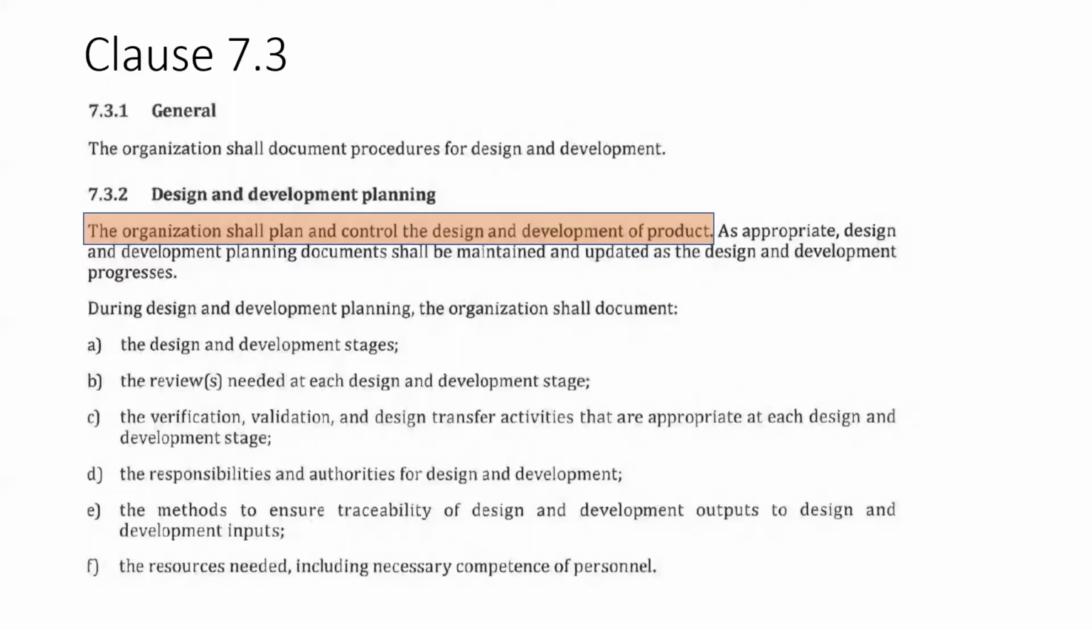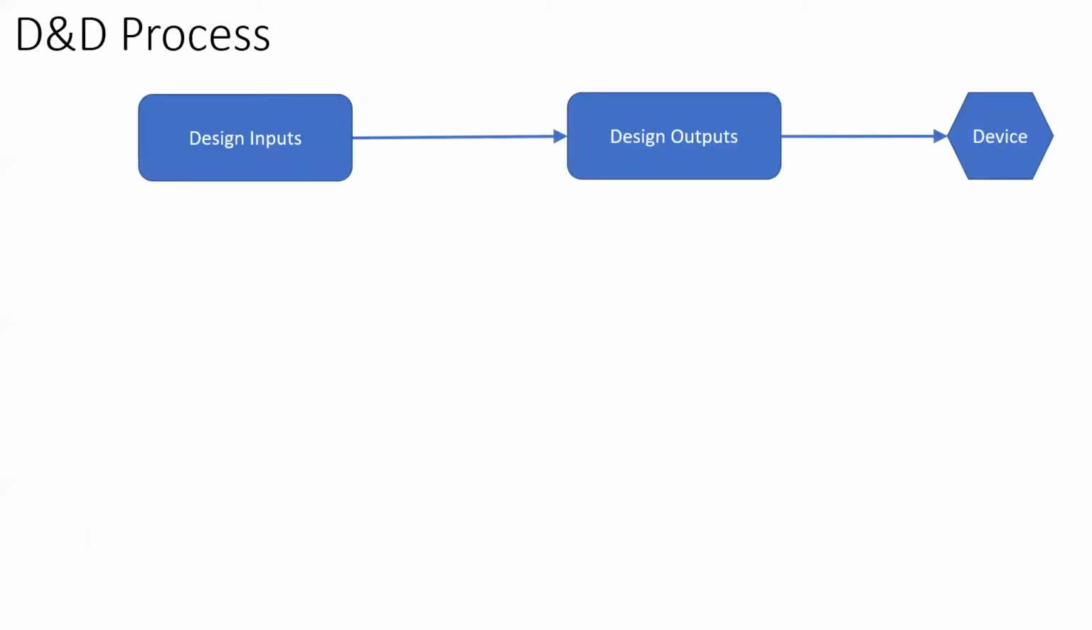So what does 7.3.2 design development planning expect an organization in the medical device field to do? So very clear statement again, the organization shall plan and control the design and development of products. So there is no option here. The organization is expected to plan and control this process. So what exactly is this process that we are looking at?